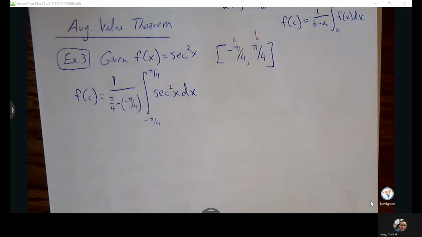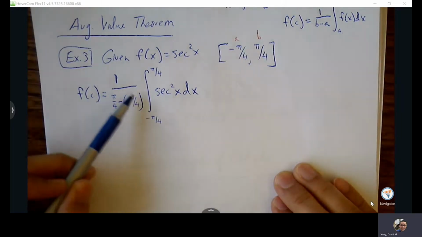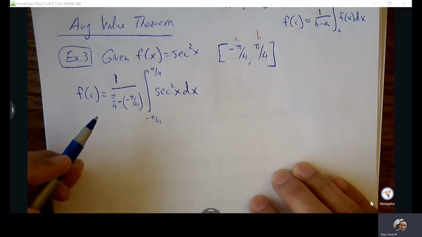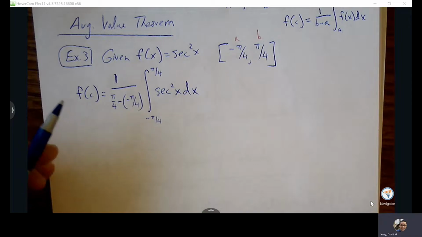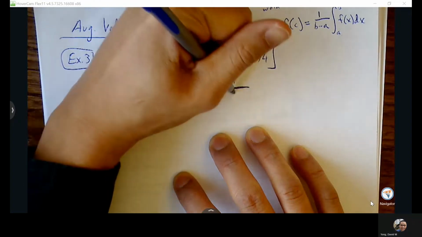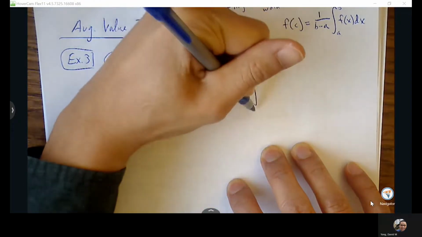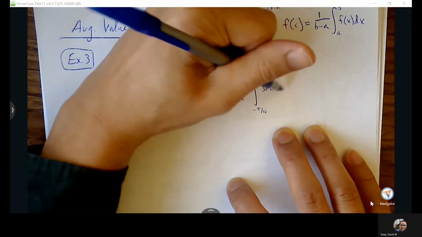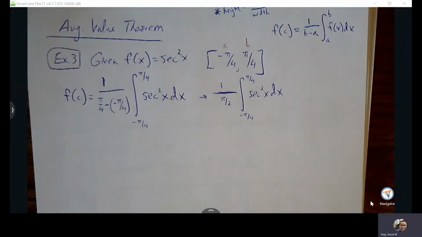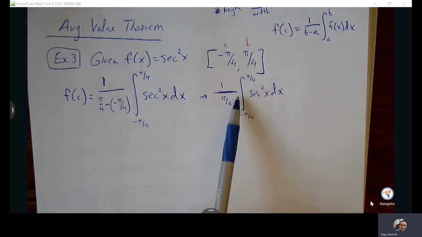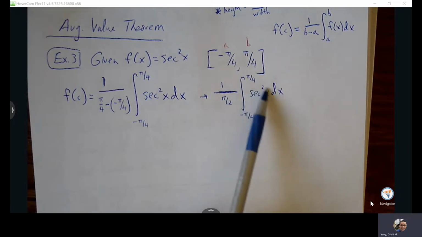Okay, we do a little bit of cleanup here. Pi over 4 plus pi over 4 will be 2 pi over 4, which is pi over 2. First things first, I know it's tempting to involve the pi over 4 into the expression, but we have to do the indefinite integral first, right? So do we recognize this? What's the integral of secant squared?